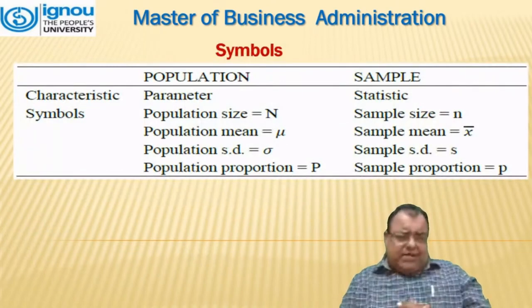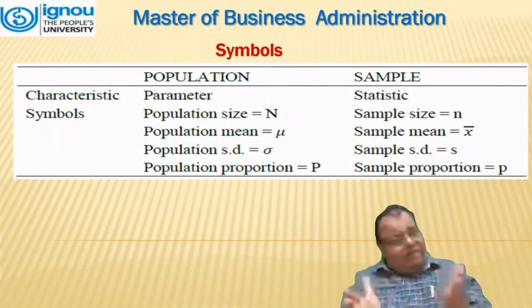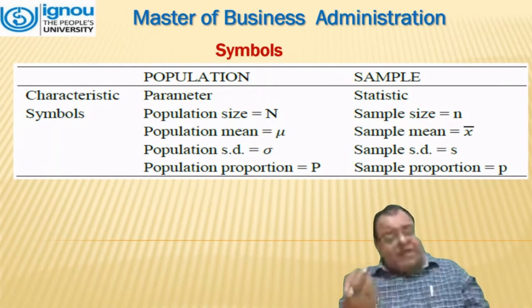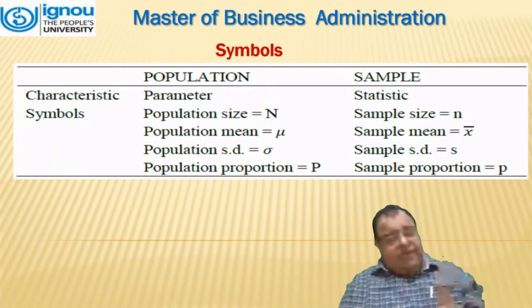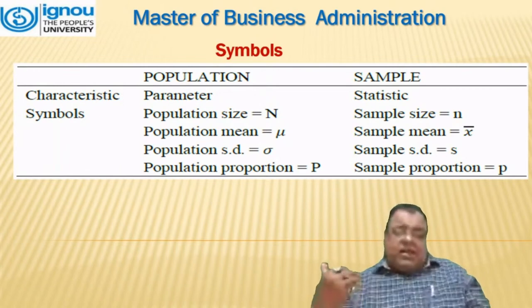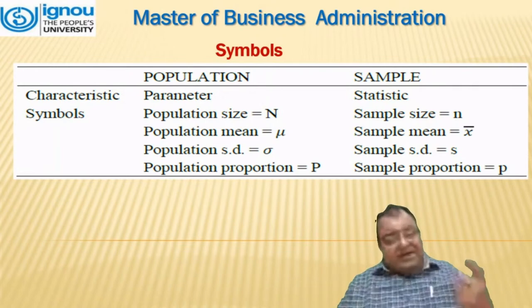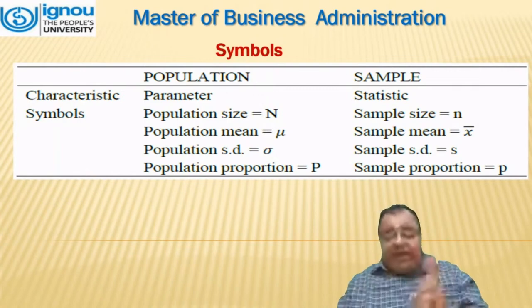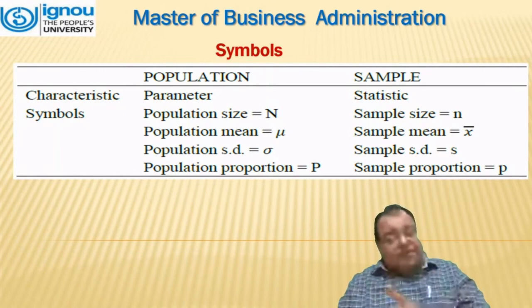Now, what are the different characteristic symbols we will be using when a problem is given to us? If we talk in terms of population, that means it will be a parameter. Population size will be denoted by capital N. Population mean by mu. Population standard deviation by sigma. And population proportion by capital P. Now, moving further, in case of a sample, we will be using statistics. Sample size will be given by small n. Your sample mean will be given by x bar. Your sample standard deviation will be given by s, and your sample proportion by p.